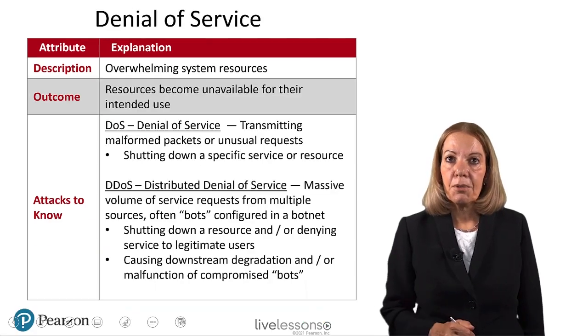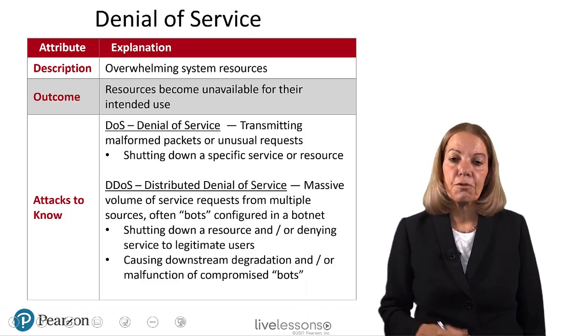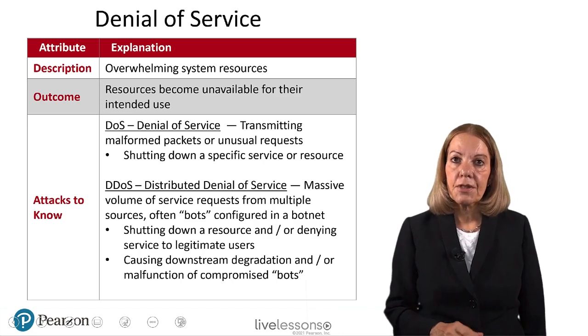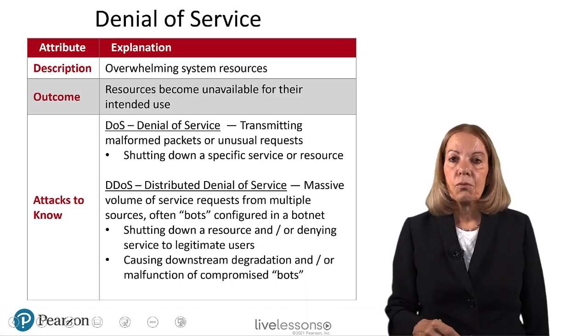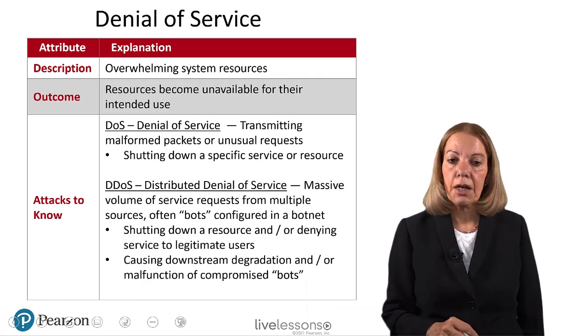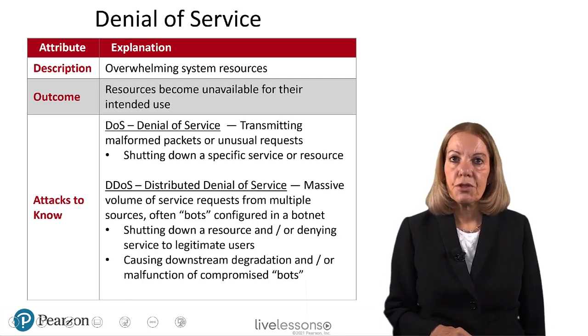Now, our last type of attack that we're going to talk about is denial of service. That's overwhelming system resources so they're unavailable for their intended use. Two types: denial of service and distributed denial of service. A denial of service happens when the attacker will either transmit malformed packets or unusual requests, with the goal of shutting down a specific service or resource.